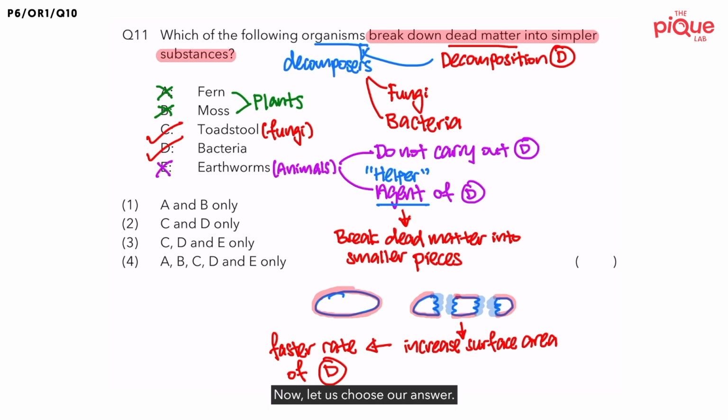Now let us choose our answer. We have to find the fungi and bacteria, which we have already identified that they are toadstool and bacteria, which are organisms C and D, giving us our correct answer to be option number 2.